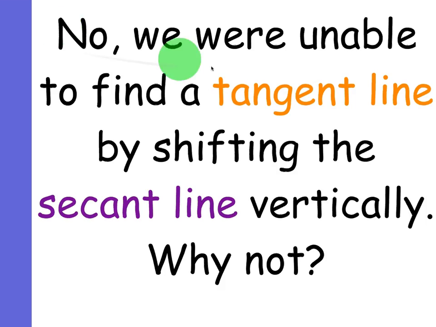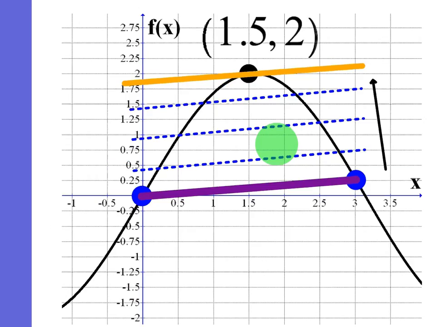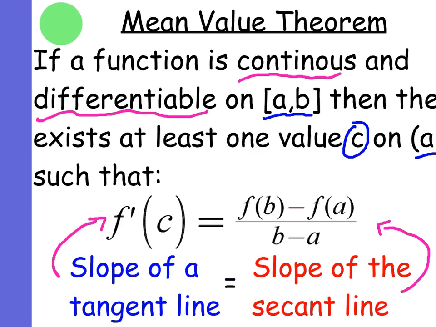Okay, so no, we were not able to find a tangent line by shifting the secant line vertically. Why not? Well, the difference is that this is not differentiable everywhere. There is not a tangent line for everywhere on this graph. However, on this graph, it has a tangent line everywhere on this interval, and that's the key, differentiability.